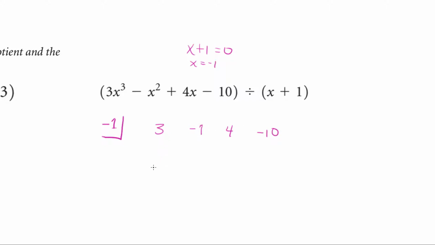Okay? Now you draw another line, and this is the algorithm. First, you take the first number and lower it down, and then you take the number inside the box and multiply it by the number you just lowered. Negative 1 times 3 is negative 3. When you get to this step, you're going to add them. So negative 1 plus negative 3 is negative 4.